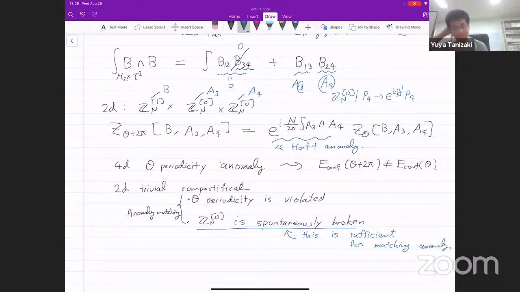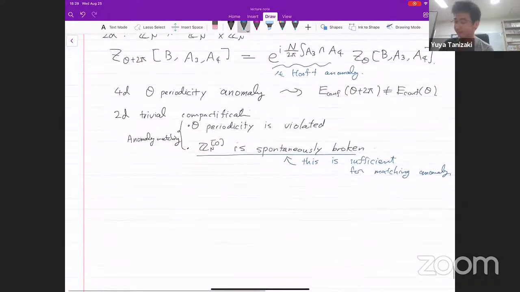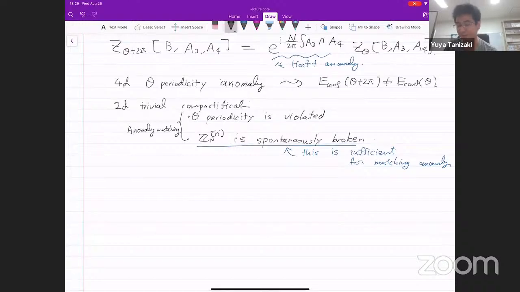As a consequence, with a trivial torus compactification, as we have seen, there is no candidate of the theta angle because 2D pure Yang-Mills theory doesn't have theta, and relatedly, this theta periodicity of vacuum is very trivial. Each vacuum is trivially two pi periodic in theta, but there are many vacua by breaking zero-form center symmetry. But now the story is completely different if we introduce 't Hooft flux, so the compactification with.